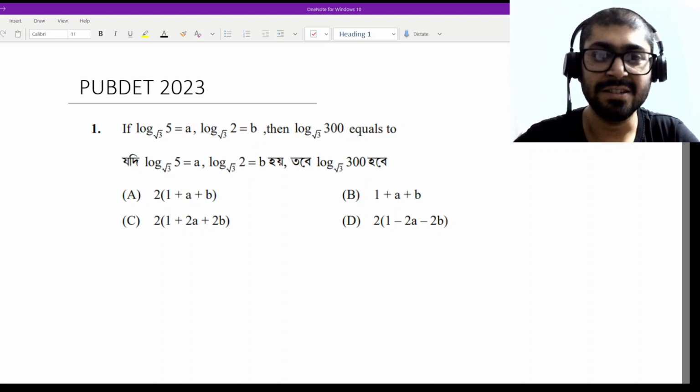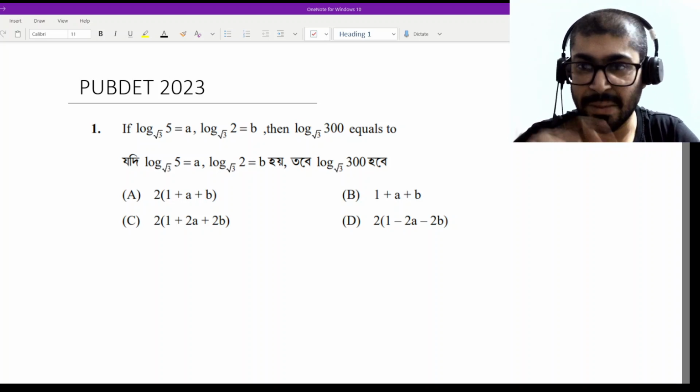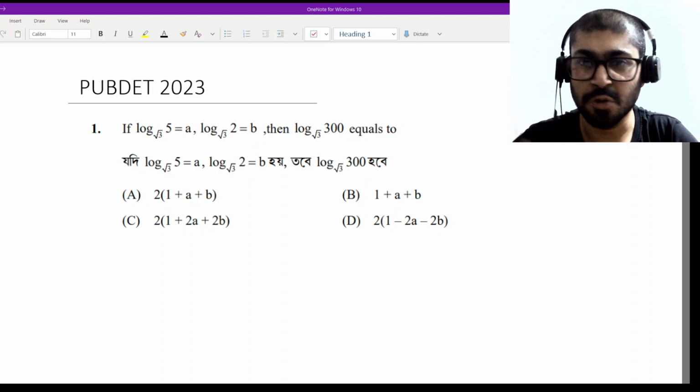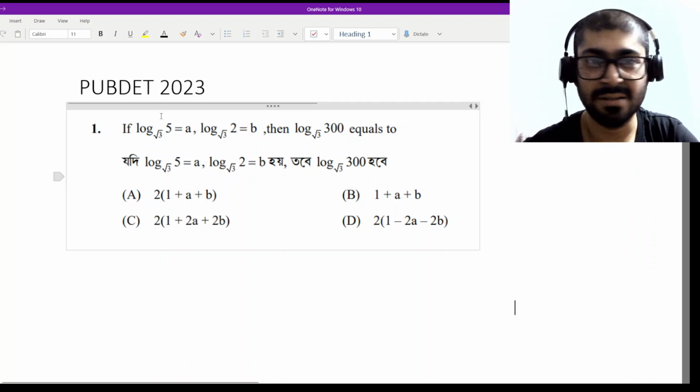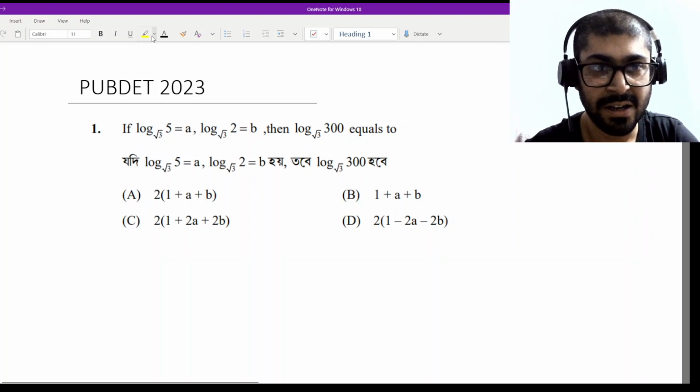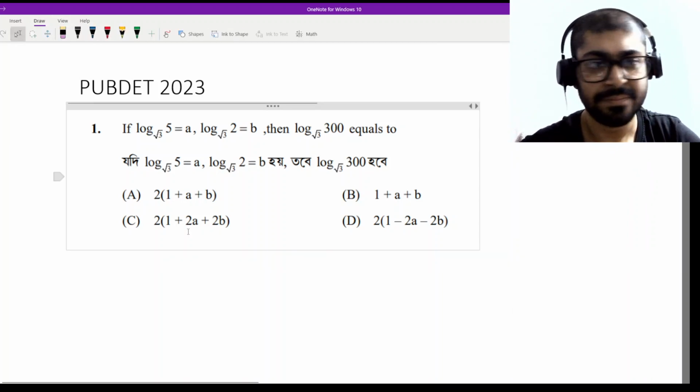The first question says, if log root 3 base 5 equals a, log root 3 base 2 equals b, then find log root 3 base 300. Alright, so as you can see, this is completely based on the property of logarithms, and let us solve it that way.